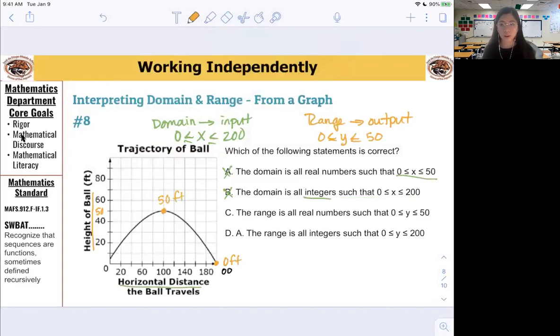So that is my inequality. And that means D is out. And C, the range is all real numbers. Yep, from 0 to 50. Yep, C is correct. So that's number 8.